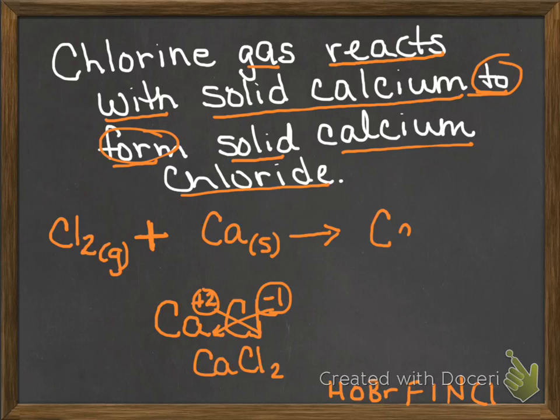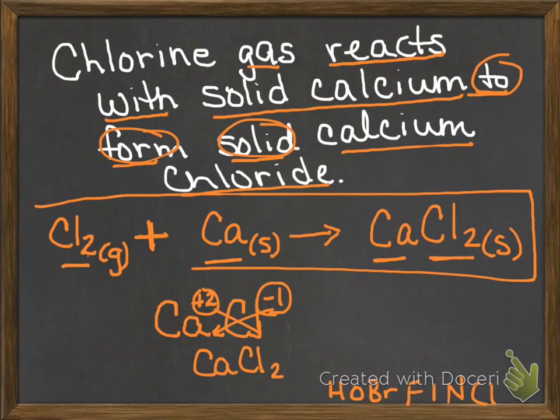So our product over here is going to be CaCl2, and don't forget, it tells us it is in a solid state. Now, just for the heck of it, let's check this. Look at this, this is really nice. We've got 2 chlorines in our reactants, 2 chlorines in our products, a calcium and 1 calcium. So this equation, as it's written, is already balanced. It's like a little Christmas present. We don't have to balance it. But you should always check to see if you need to balance.